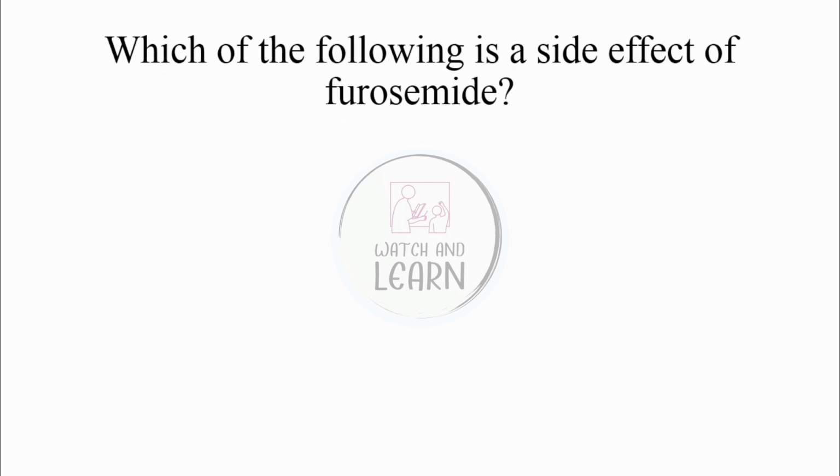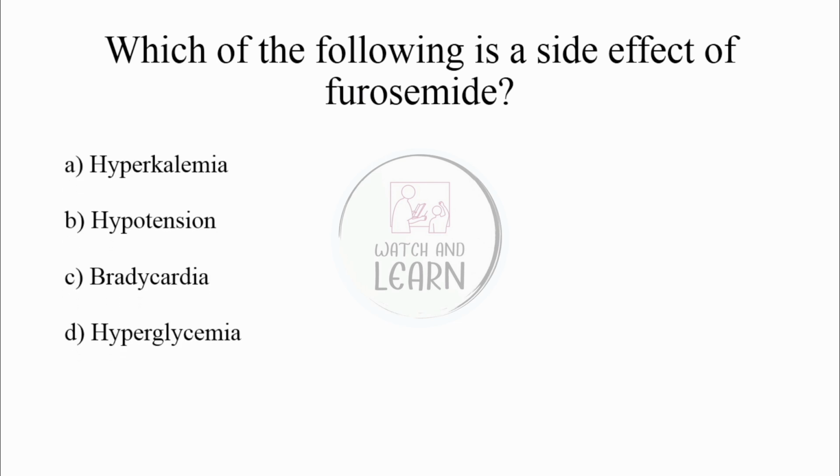Which of the following is a side effect of furosemide? Options are option A, hyperkalemia. Option B, hypotension. Option C, bradycardia. Option D, hyperglycemia. The right answer is answer B, hypotension.